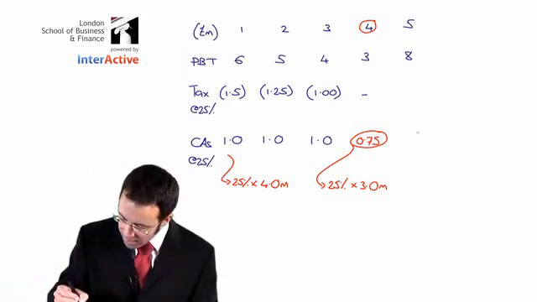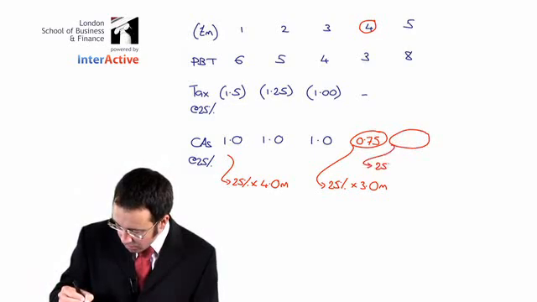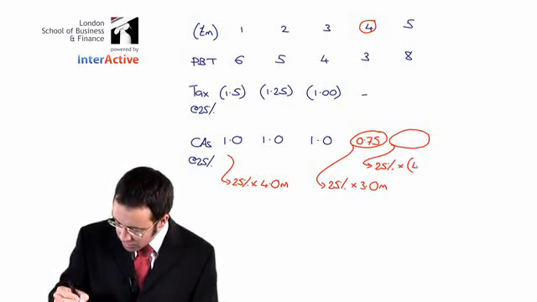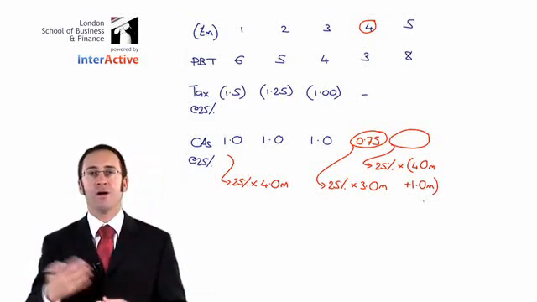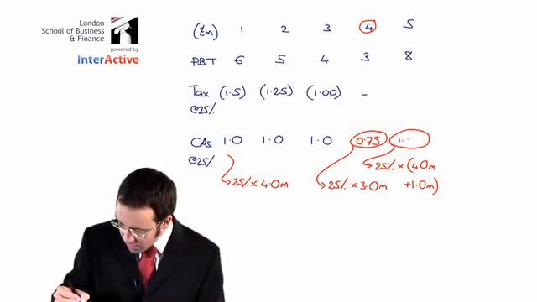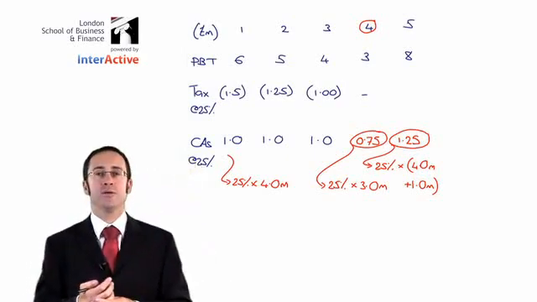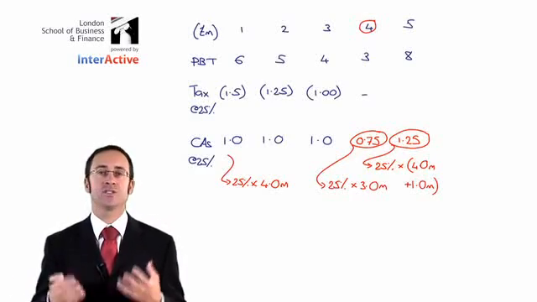So in T5 we're still going to claim 25%, but that's based on your original 4 million plus the 1 million that's been rolled over. So 25% of 5 million gives me 1.25, and what you can then do is total up all the columns to work out your net after-tax cash flows.